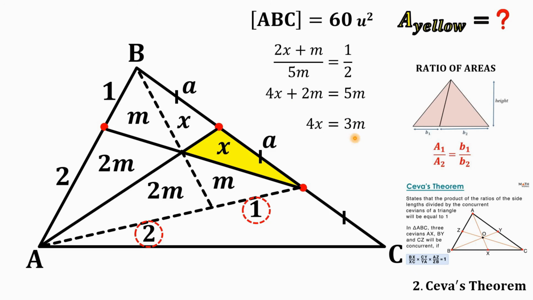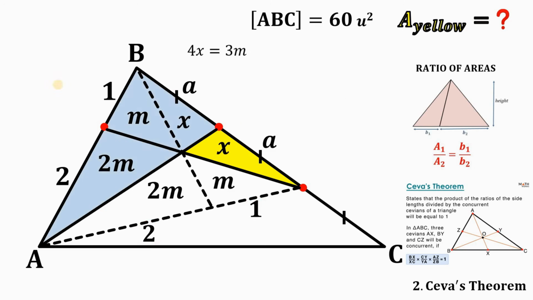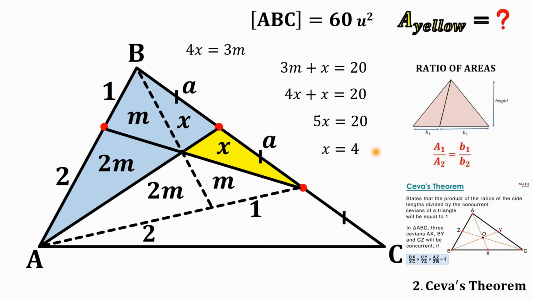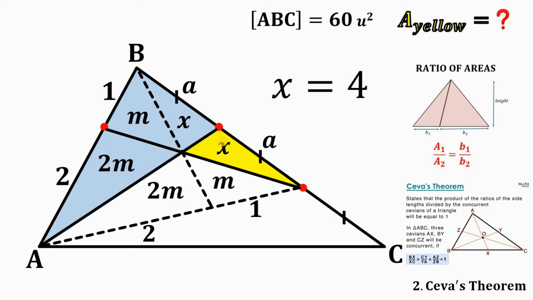And now, let's set aside this result. And take note, the area of this blue triangle simply equal to 20 square units a while ago. So, we can say that 3m plus x equals 20. We know the value of 3m is 4x. So, we have 4x plus x equals 20. We have 5x equals 20. Divide both sides by 5. We get, again, x equals 4. In short, the area of this yellow triangle simply equal to 4 square units.